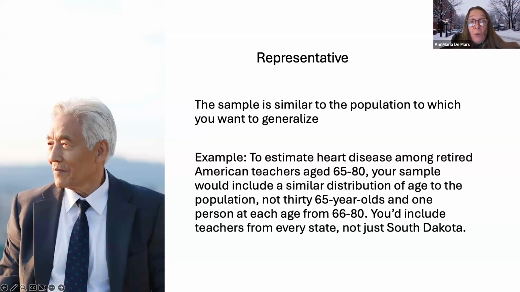If you want to estimate heart disease among retired American teachers from age 65 to 80, then your sample should include a similar distribution to the population of retired teachers. It shouldn't be 30 65-year-olds and then one each person from 66 to 80, because that's not representative. You'd want to include teachers from every state, not just the state of South Dakota, because again, that's not necessarily representative of all American teachers.